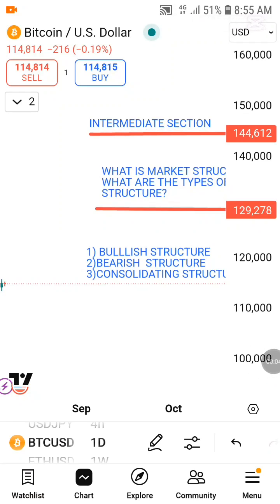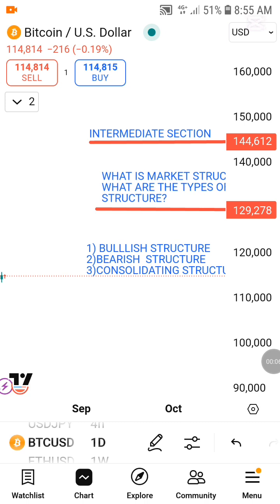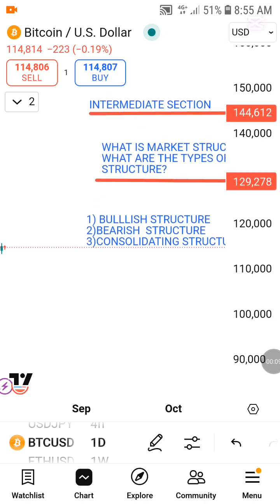We have done with the beginner sections and we are now in the intermediate section. Please pay close attention to this section because this is where you'll be getting your strategy from. So for today's lesson, I'll be taking you through market structure, the types of market structures, and how to spot out your entry using market structure.